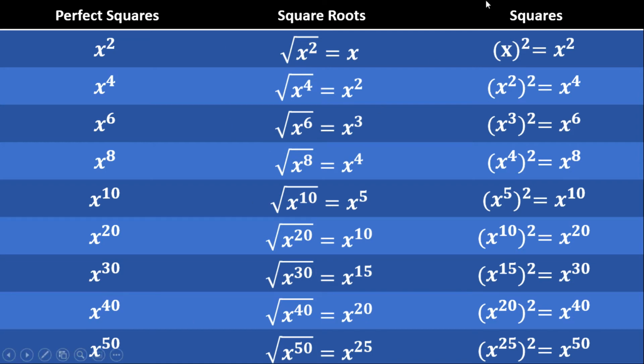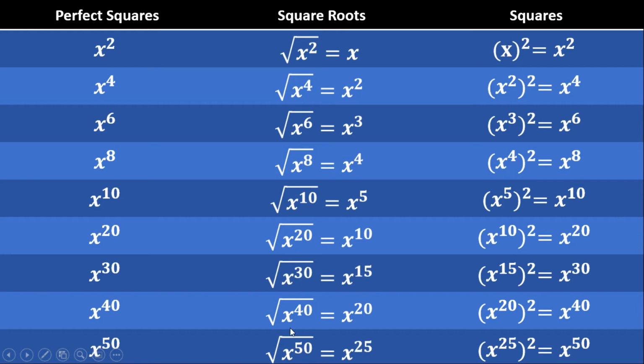Now, when we get the square roots, let's say, for example, we're trying to get the square root of x squared. The square root of x squared is equal to x. Why? Because x times x is equal to x squared. When we get the square root of x to the 4th power, the answer is x squared. Why? It's because when we square x squared, that is x squared times x squared, and that is x to the 4th power. Or simply, we are just multiplying these exponents 2 and 2.